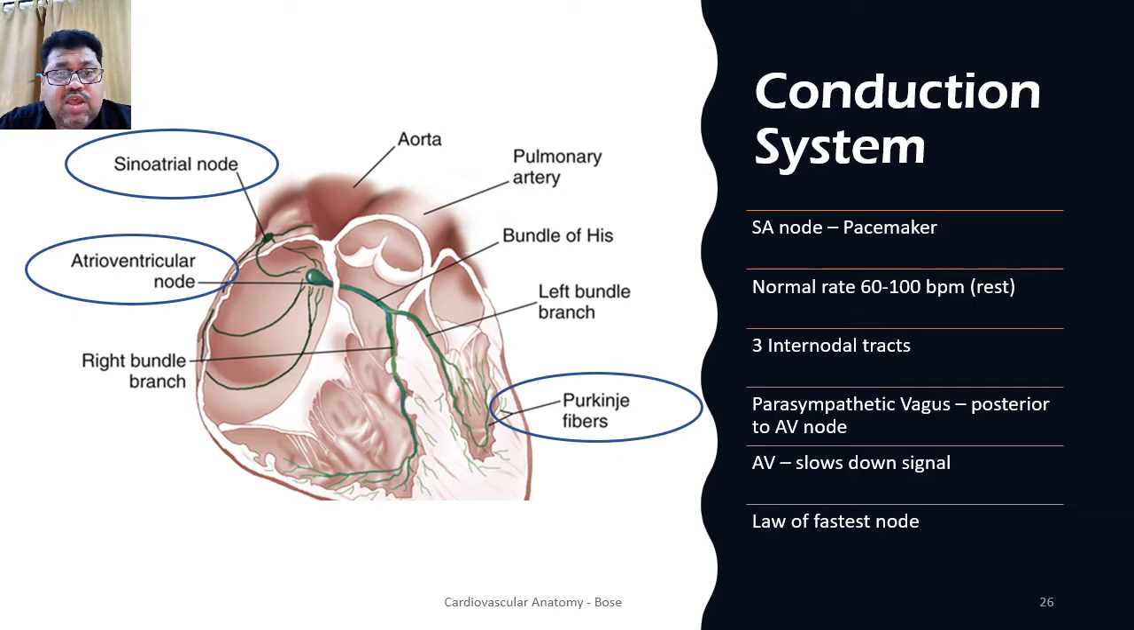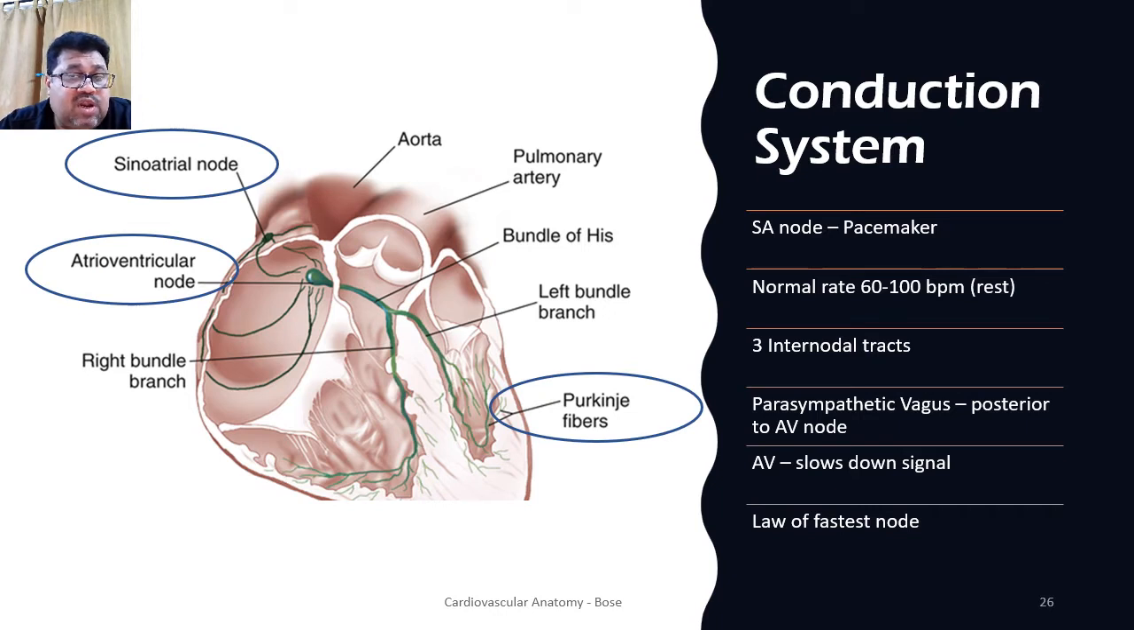The conducting fibers from the AV node will converge together to form a bundle. This bundle of fibers is called the bundle of His. His is capitalized. So the bundle of His will carry the impulse into the ventricles. This bundle was first described by a physician called Dr. His, and it's named after him. The bundle of His appears as a triangle of nerve fibers within the posterior border of the interventricular septum.